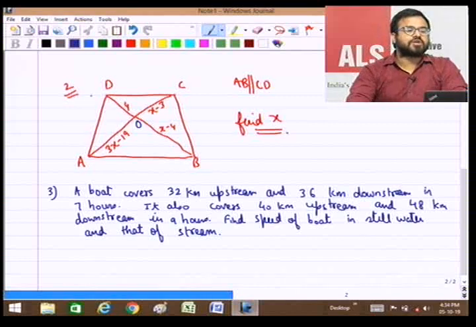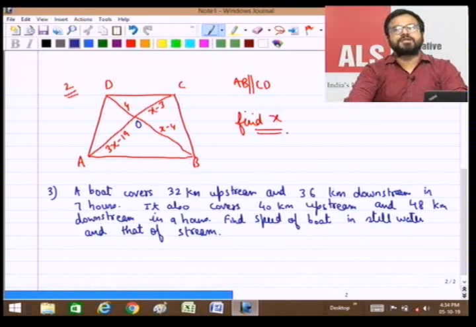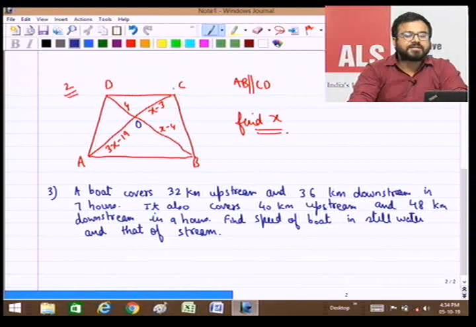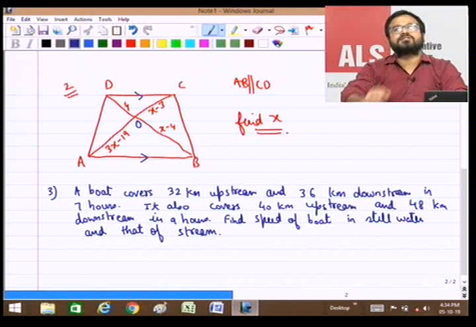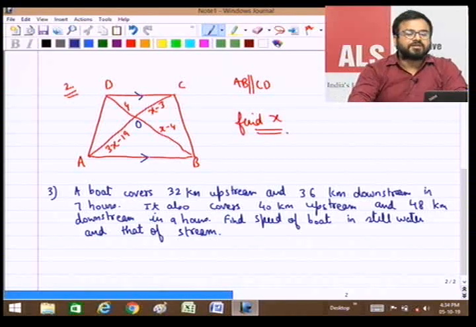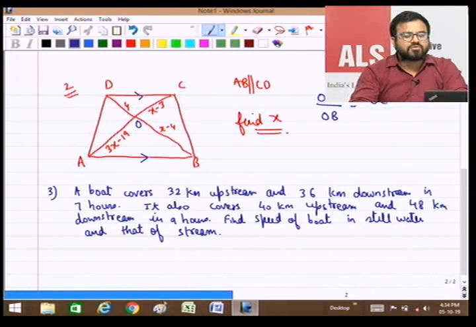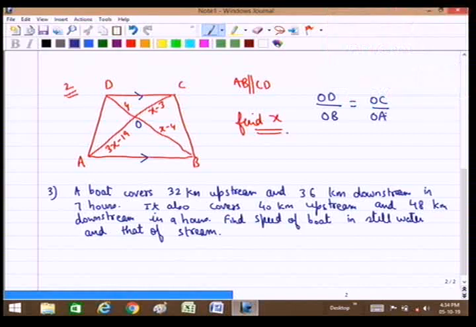Okay, so talking about the second question, those who have completed the second can start the third one. I am solving the second question. It says that AB is parallel to CD. If it is parallel to CD, it means it's a trapezium, and we know diagonals of a trapezium divide each other proportionally. It means OD over OB is equal to OC over OA. Smaller upon larger is equal to smaller upon larger.